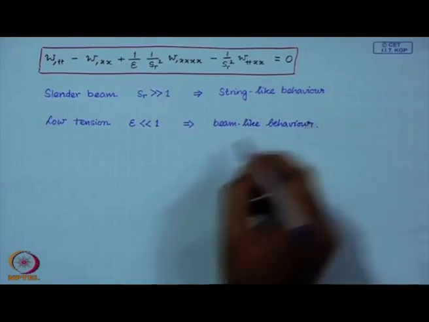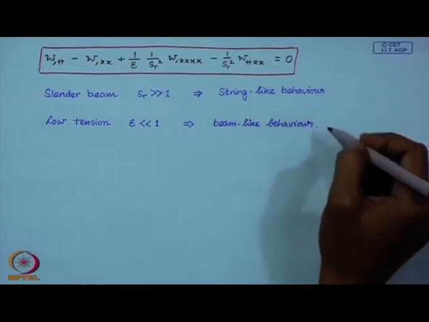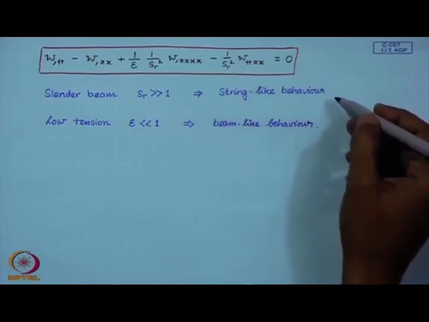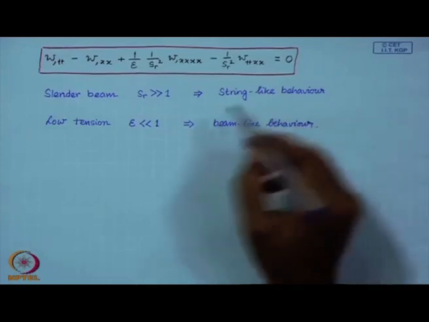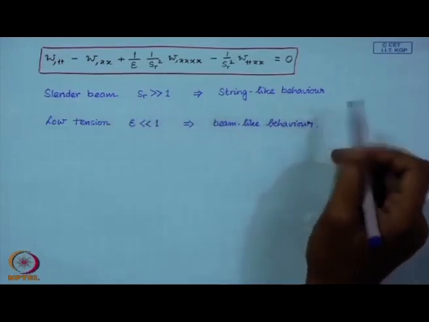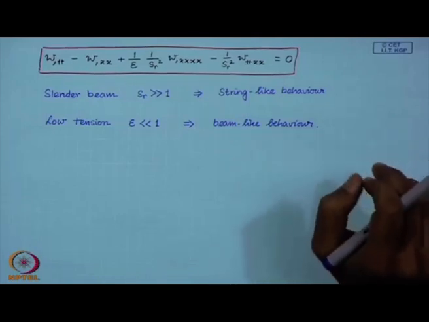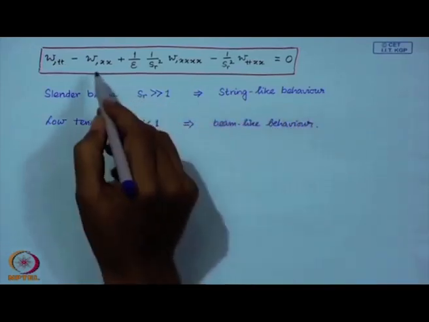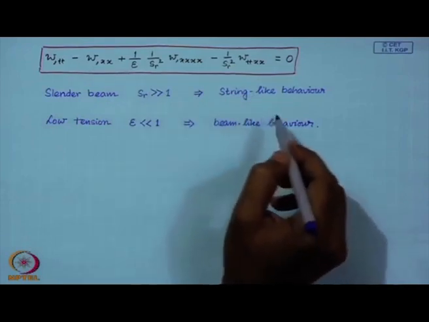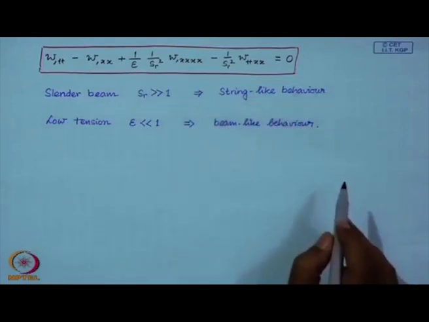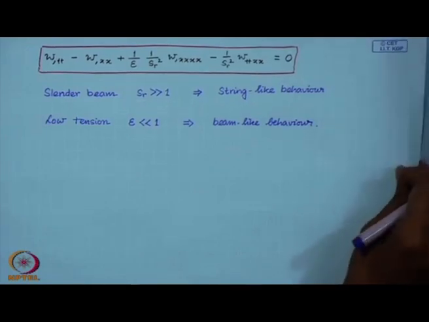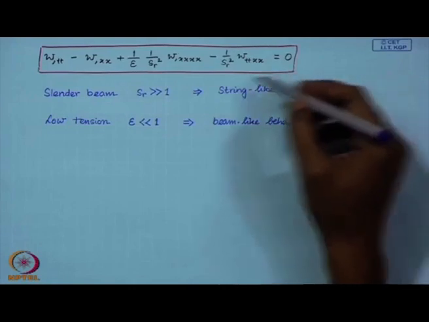So, this is precisely what we observe from this equation. Elements like the guitar string, which are extremely slender, even though they have sufficient bending stiffness, when they are subject to a large tension, the behavior is like a string. So, you can treat a guitar string under tremendous amount of tension as a string. So, this is what we have observed.